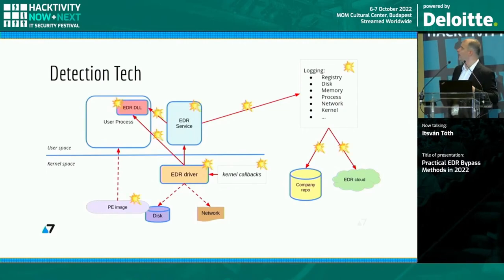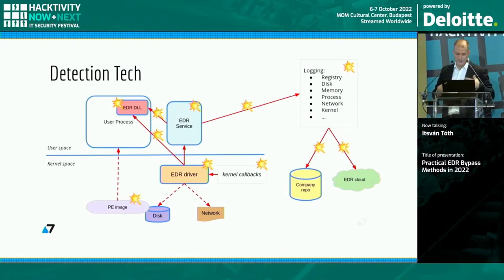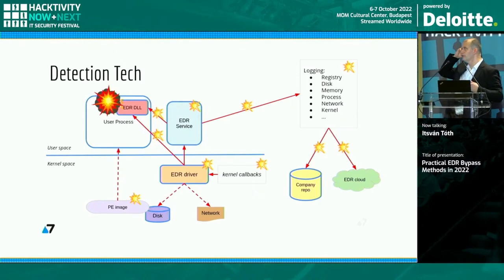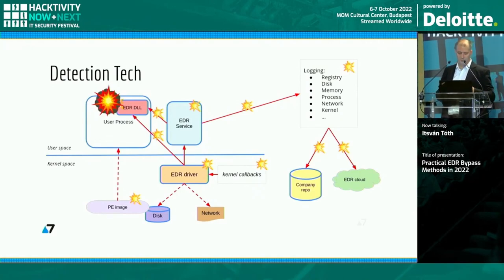But let's see how we can attack this detection technique. We can attack these detection techniques anywhere we want. So we can attack the EDR driver, the EDR service, the EDR DLL, the logging process, or anything else. The question is, what should we try to defeat first? And in my opinion and in my experience, I found that attacking the EDR DLL itself, or the user process, and getting rid of the EDR DLL from there is the best or easiest thing that we may do.